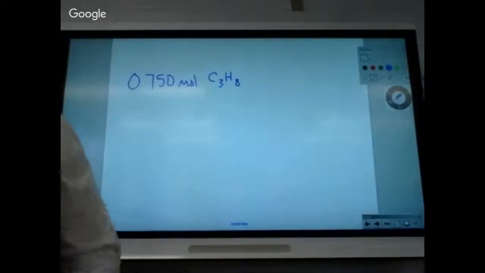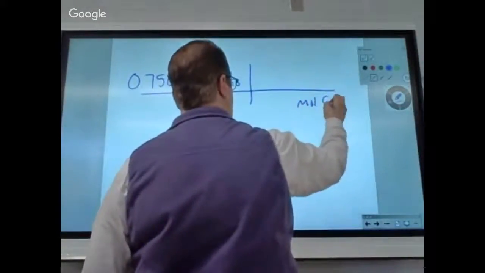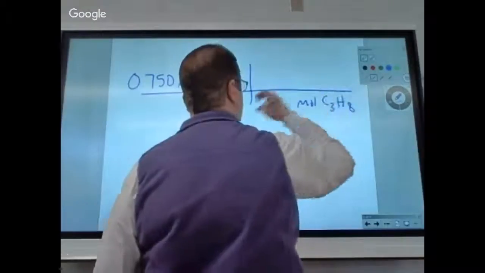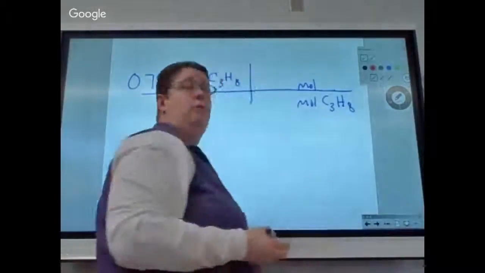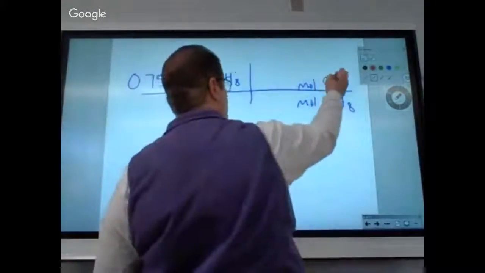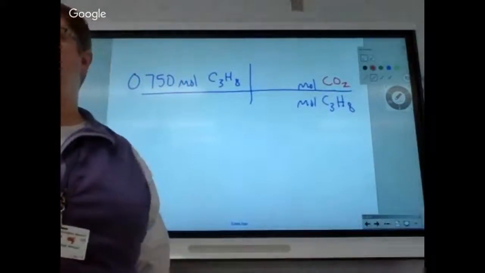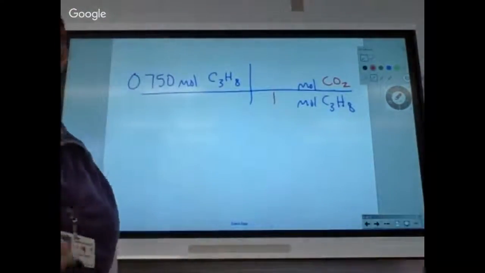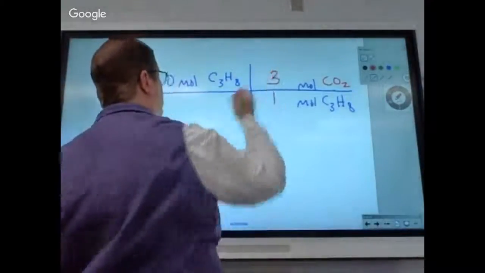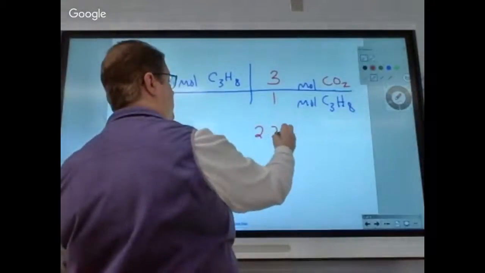So what are we asked to find in number 4? Carbon dioxide. All right, so moles of C3H8 has to go on the bottom. Are we changing compounds? So we have to put moles on top. And I just said, what did question 4 ask us to find? Carbon dioxide. So we're going to put carbon dioxide on top. And so what coefficients are in front of CO2 and C3H8? C3H8 has a 1. And carbon dioxide has a 3. So multiply by 3 and divide by 1. And that's how you get 2.25 moles.